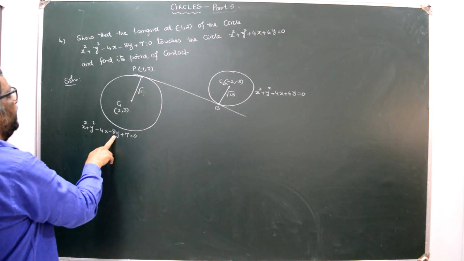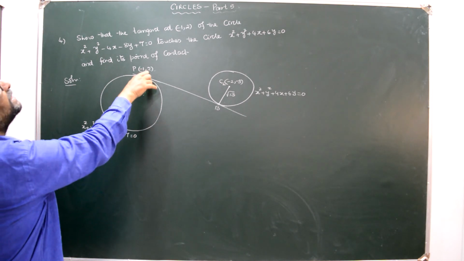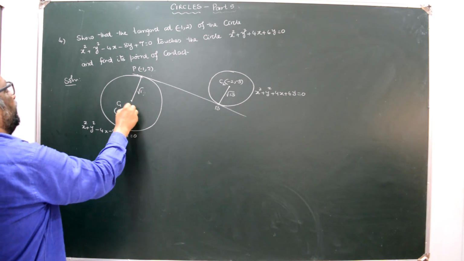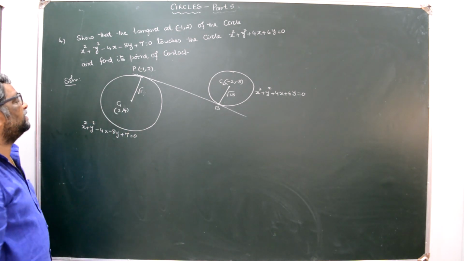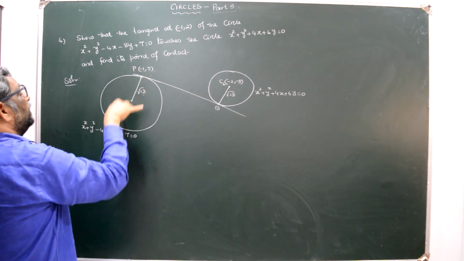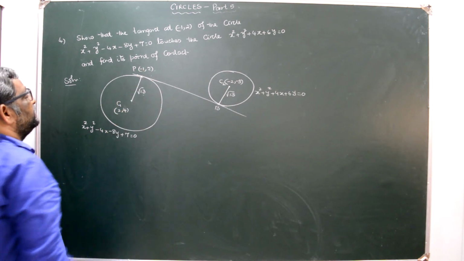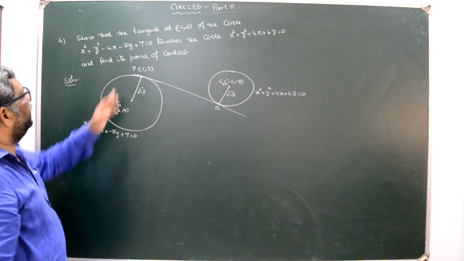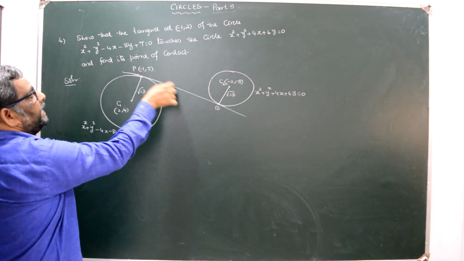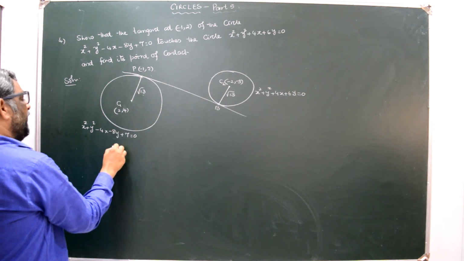4 plus 16, 20 plus 7. This is minus 1 comma 2, and this is 2 comma 4. So this is the problem. I have to show that this line touches the circle also. Tangent at P minus 1 comma 2 is T equal to 1.